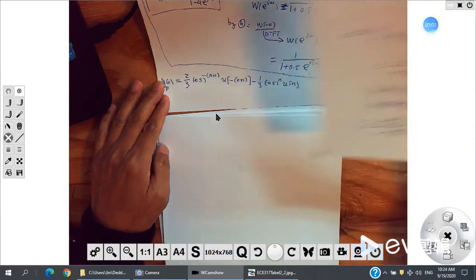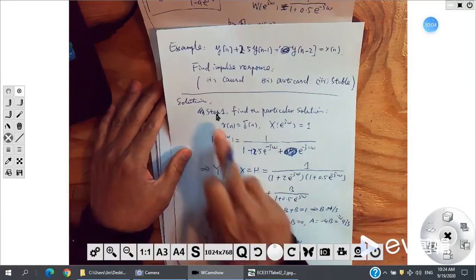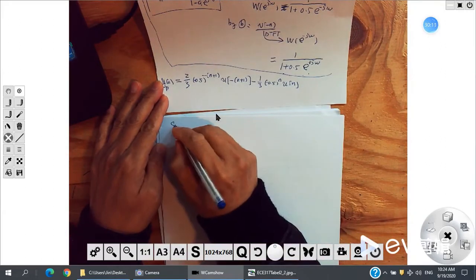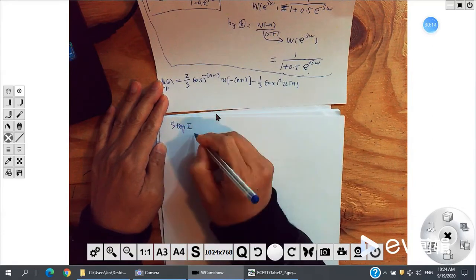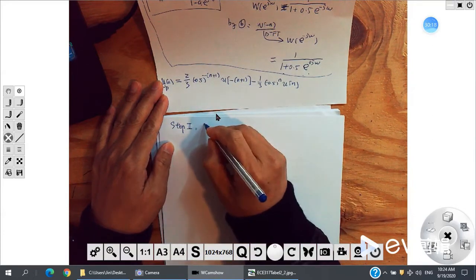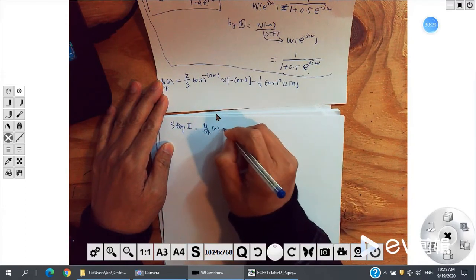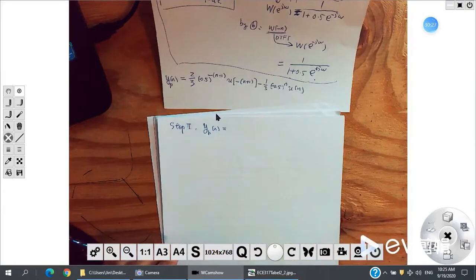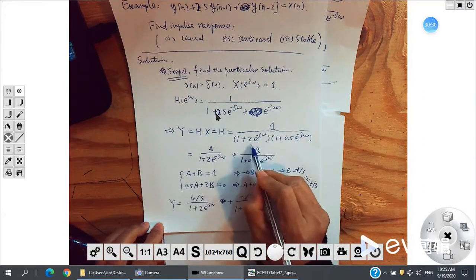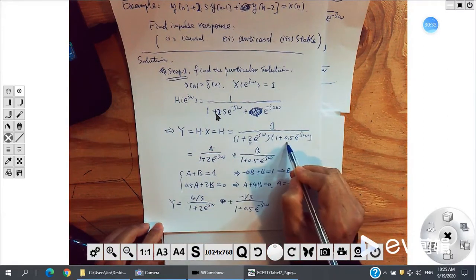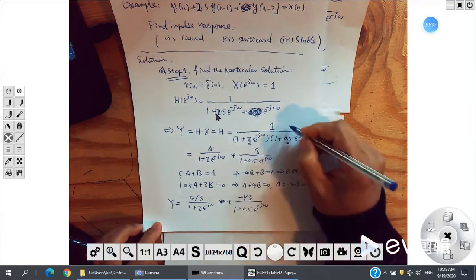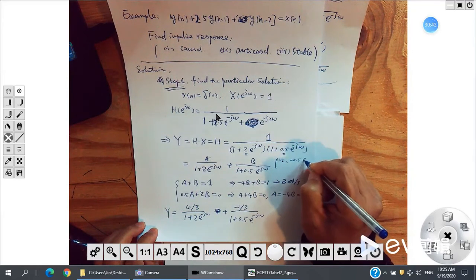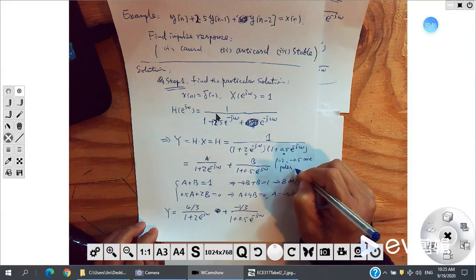I have step 1, find the particular solution. Then step 2, we want the homogeneous solution. What's a homogeneous solution? Okay, then you look at it here. We have this 2 and this 1/2, right? So these two actually, we say negative 2, negative 0.5 are poles of H.